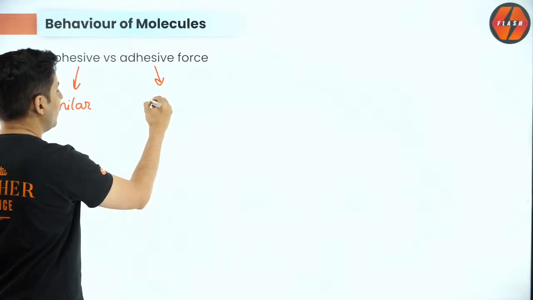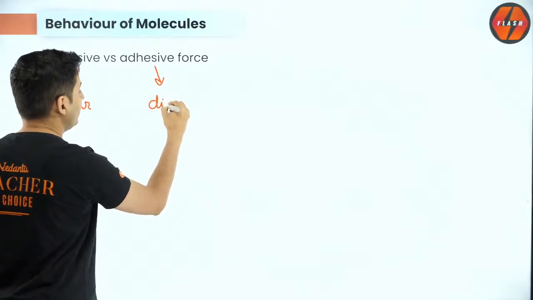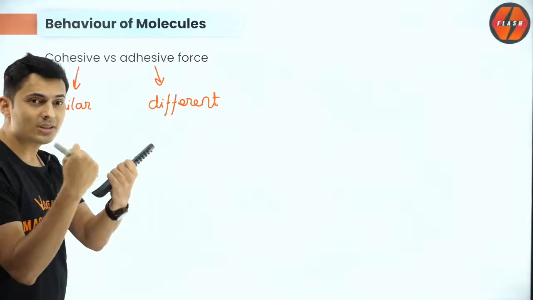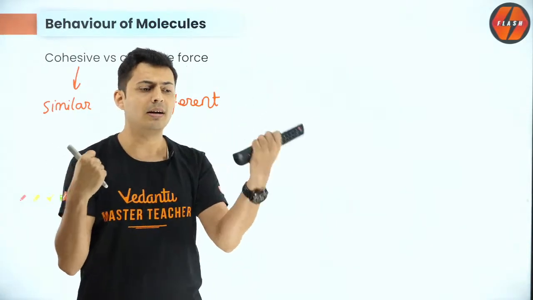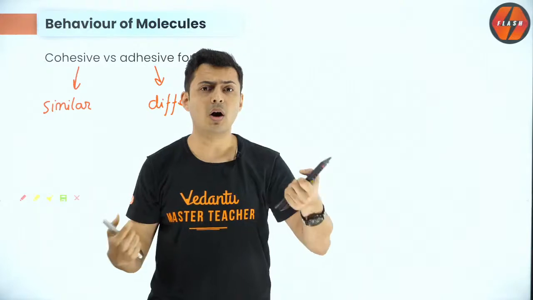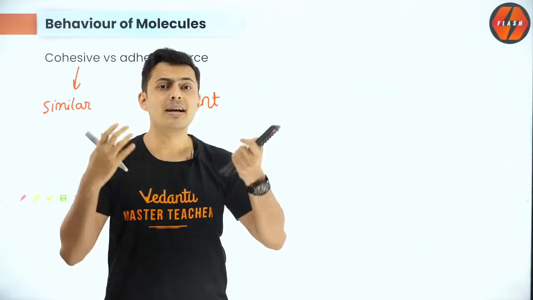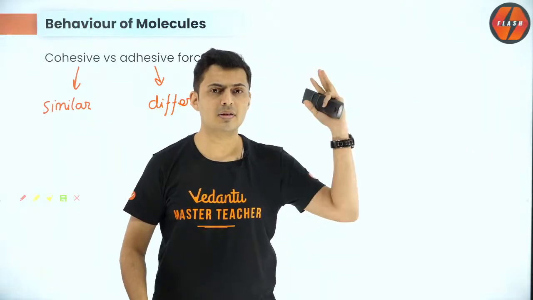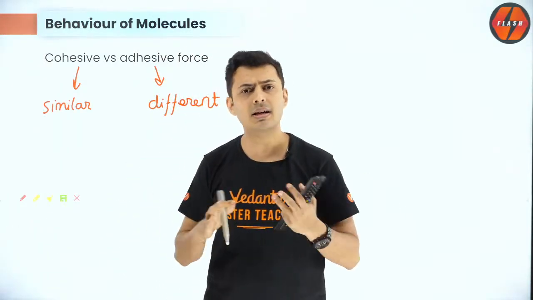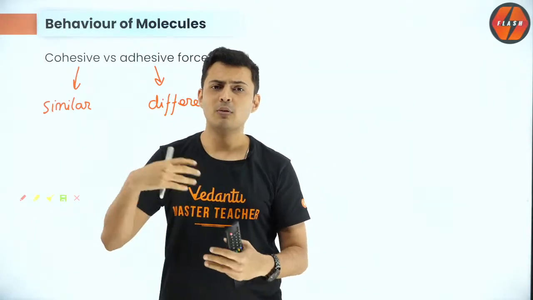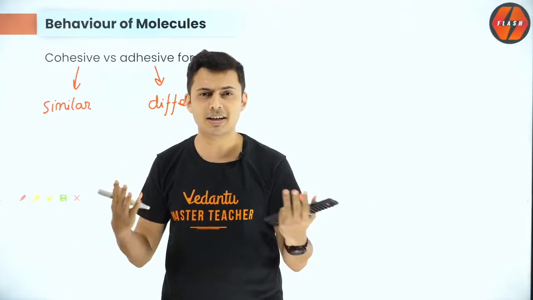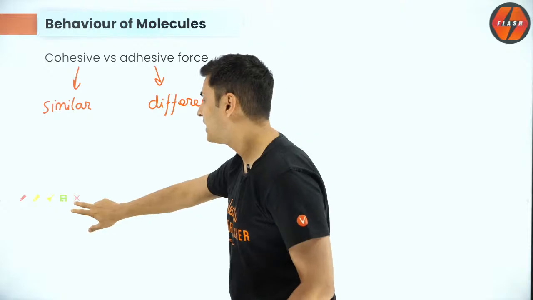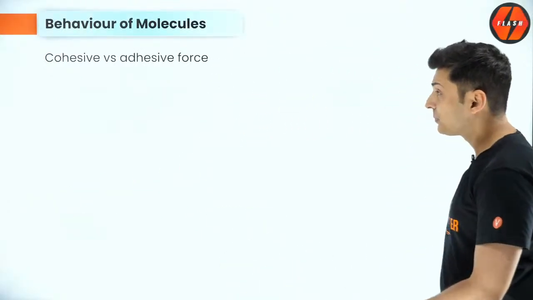Adhesive force is the force between different kinds of molecules. If there are different kinds of molecules, the forces they exert between them, like water and mercury, or water and oil, or oil and mercury, are called adhesive forces. Sometimes cohesive forces are more, sometimes adhesive forces are more. It completely depends on the molecules, which will attract each other, which will repel each other, etc. For now, we just need to know that there are two kinds of forces: cohesive and adhesive.